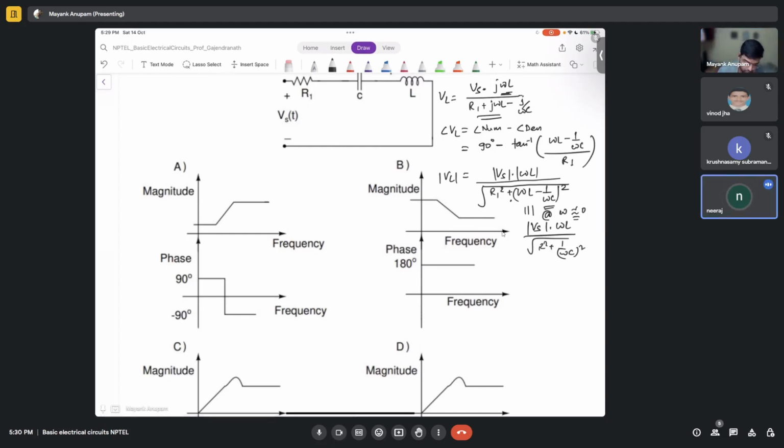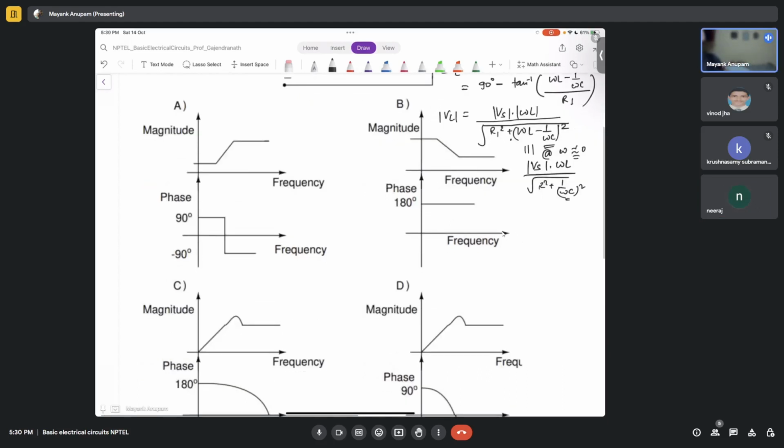And if omega is very low, then 1 over omega C square might be much greater than R square also. Because omega is very low, you can neglect this also. So this will become ultimately proportional to omega square LC, right? Yes.